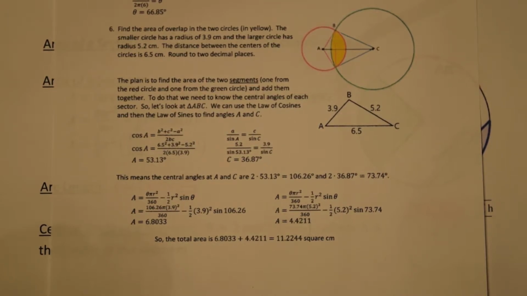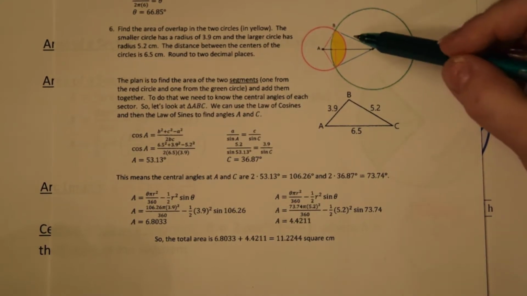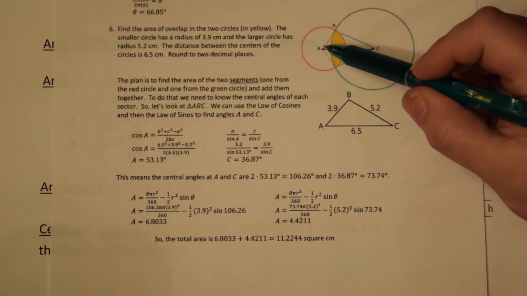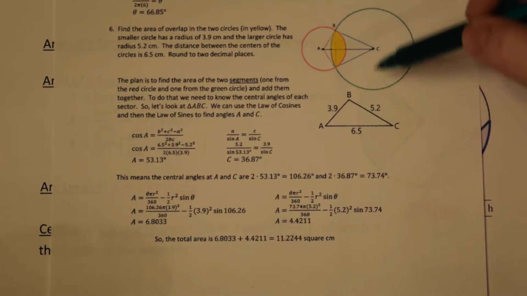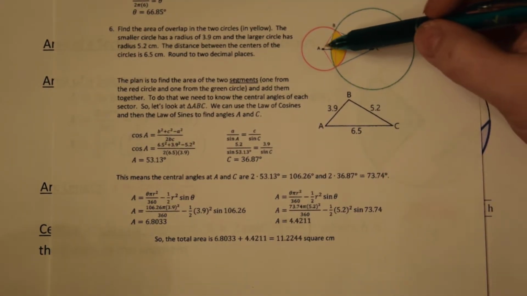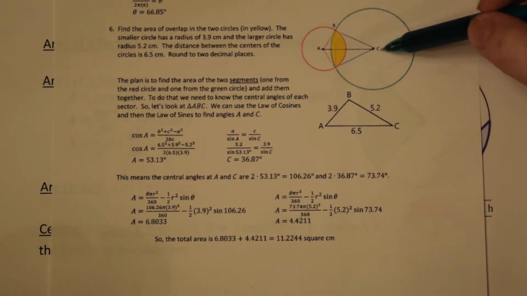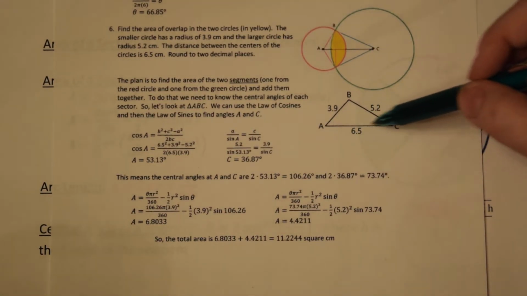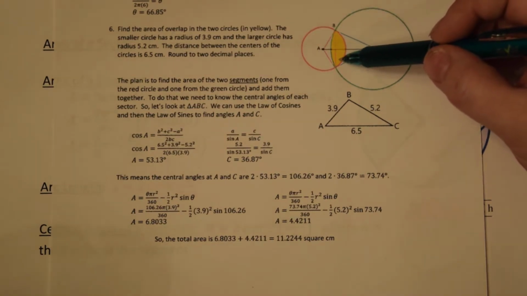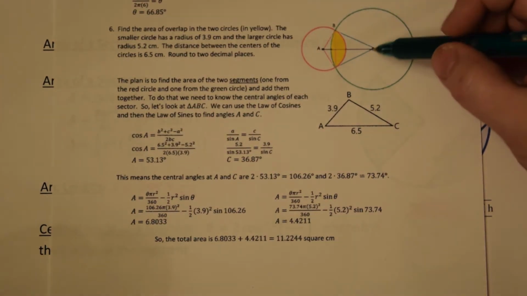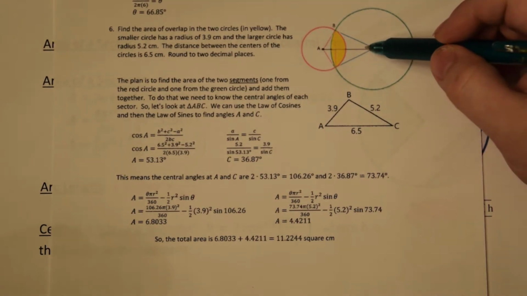So let's see, what other piece of information do they give us? Well, they tell us that this radius is 3.9, this radius is 5.2, and the distance between the two centers is 6.5. How is that going to help us? In order to find the area of a segment, you need to know the central angle.